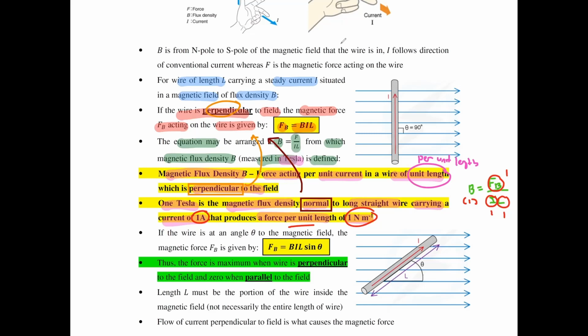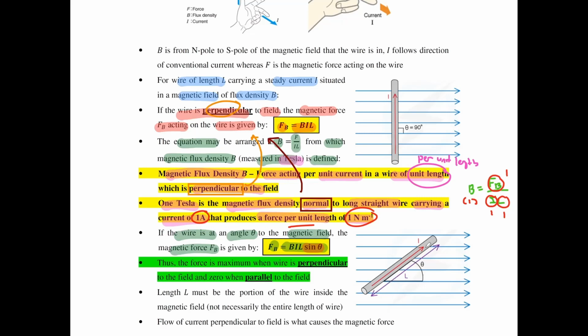Now, what if your wire is not perpendicular to the field, but rather it is at a certain angle theta to the magnetic field? In the case where the wire is at an angle theta to the magnetic field, then the magnetic force Fb is given by Fb equals BIL sine theta. Now, why is there a sine theta here in the first place?